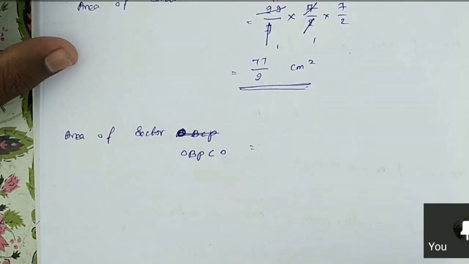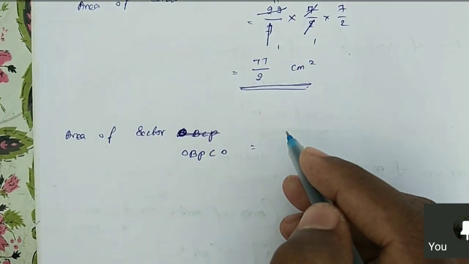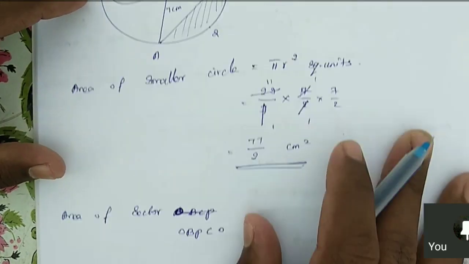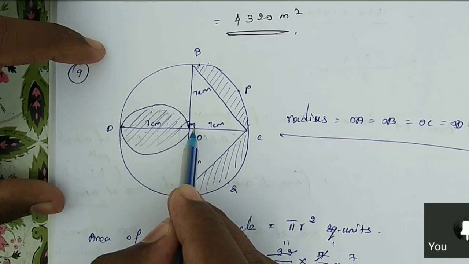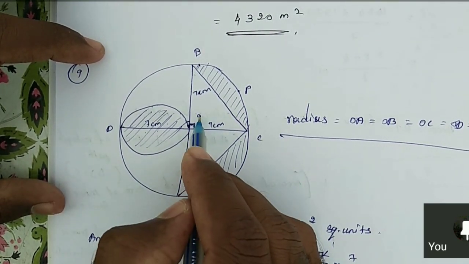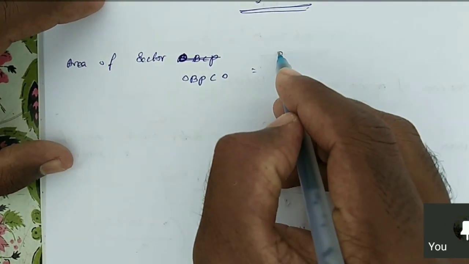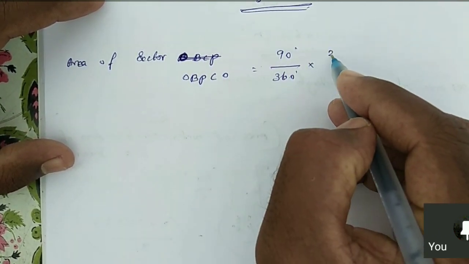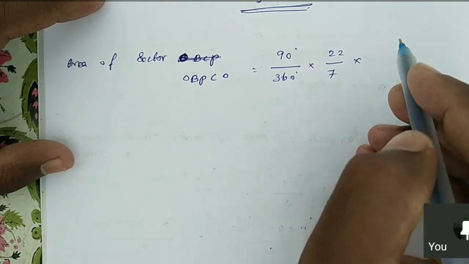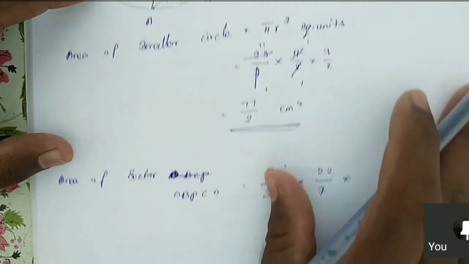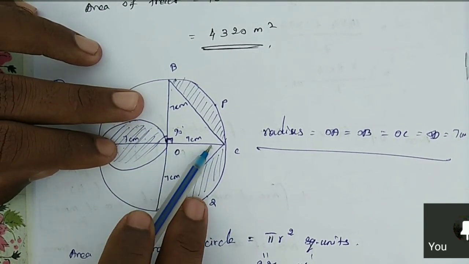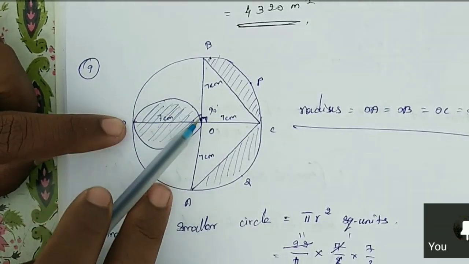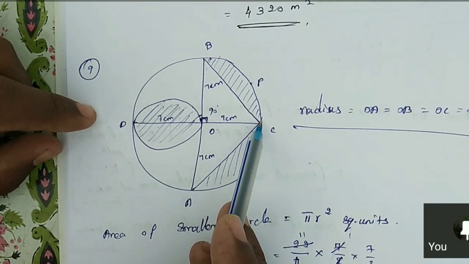What is the formula? Theta by 360 into pi r square. What is the theta here subtended here? 90 degree. Excellent. So 90 degree by 360 degree into 22 by 7 into r squared. What is the r here? For this one, what is the r? 7 by 2. That is for only the inner circle. I'm asking for the whole circle radius.